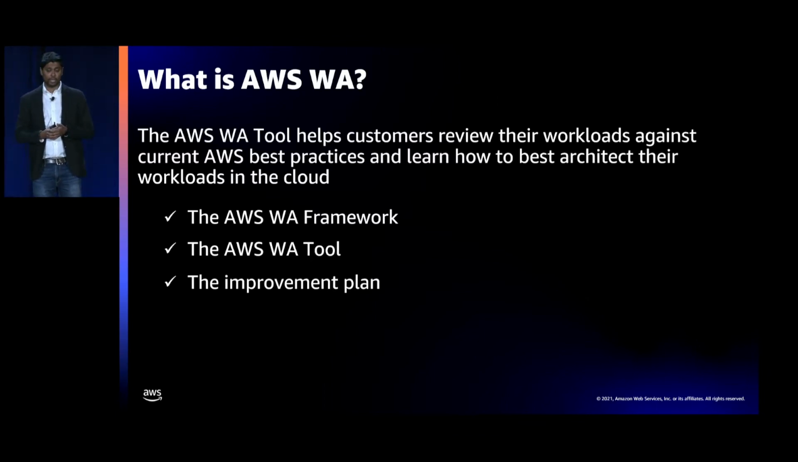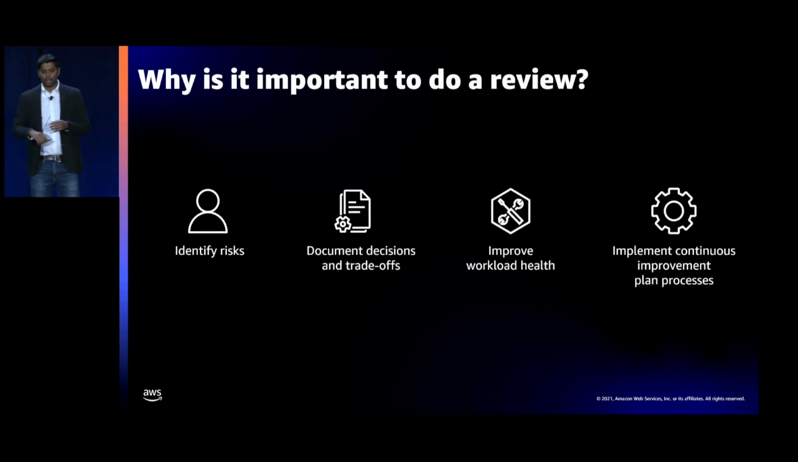And then there is the improvement plan. The improvement plan is, well, I know what my risks are. How do I mitigate them? What do I do? Where do I go? What's the best practice? So that's the improvement plan around Well-Architected. So these are 3 elements. Now let's talk a little bit about why it is important to do a review.